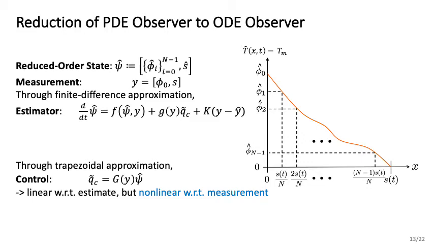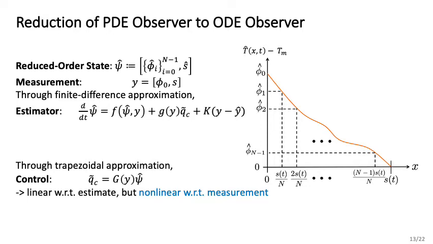Next, we introduce a model reduction of the designed PDE observer to an ODE observer so that the designed control can be implemented in practice. We introduce a reduced order state by evaluating the estimated temperature variable at a finite number of grid points spaced uniformly for a given discretization number N. Then, through finite difference approximation, we can derive an ODE observer for the reduced order temperature state.